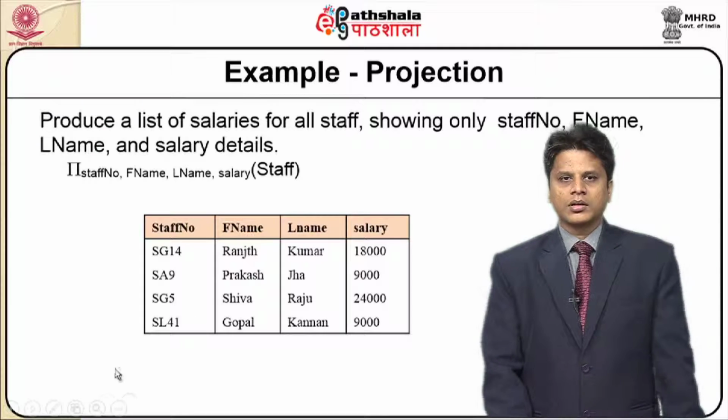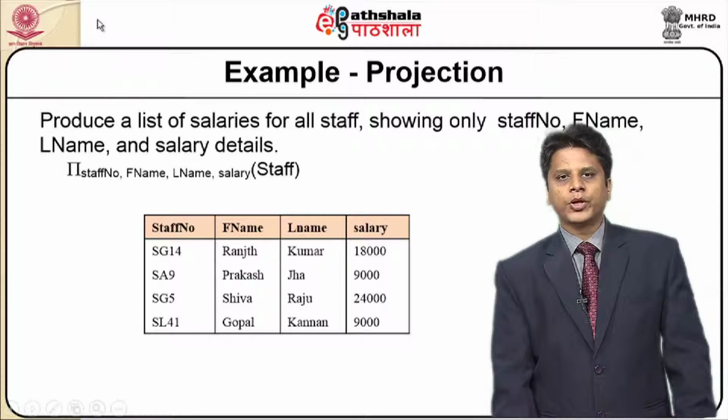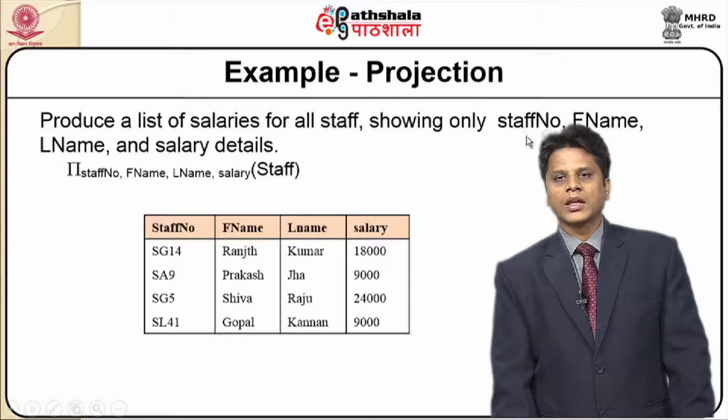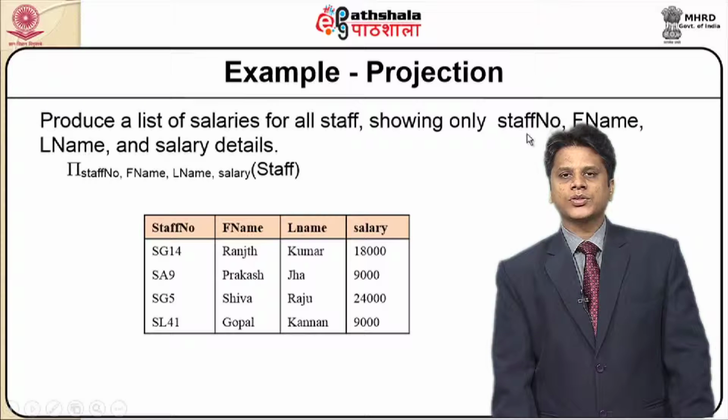For example, with the same staff relation, produce a list of salaries for all staff showing only staff number, first name, last name and salary details. So in this case, I am to list the salary for all staff who are working for a specific department, but to highlight only some attributes, not all of them: staff number, fName which is first name, lName that is last name, and the salary details.